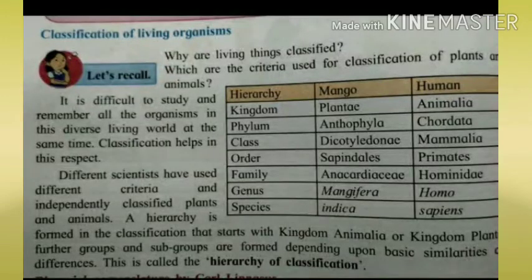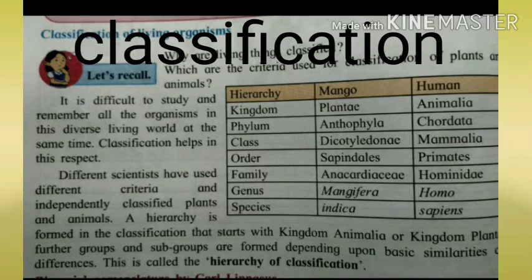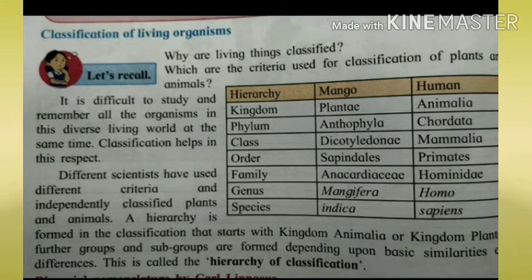Now, classification of living organisms. Why are living things classified? Living organisms are classified into various types of groups. It is a need for scientists to study their characteristics. It is very important for the next generation. It is difficult to study and remember all the organisms in this diverse living world at the same time. Hence, classification helps in this respect.